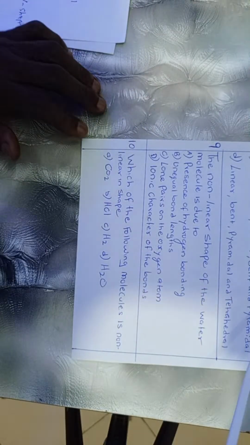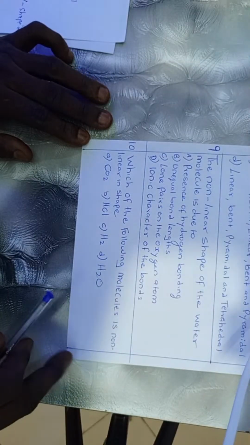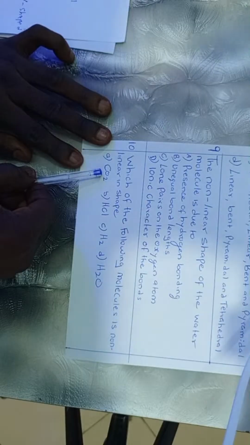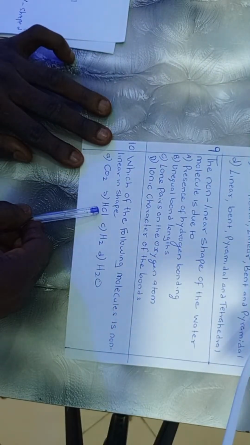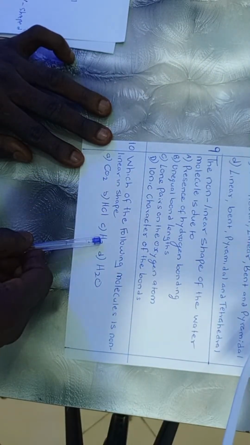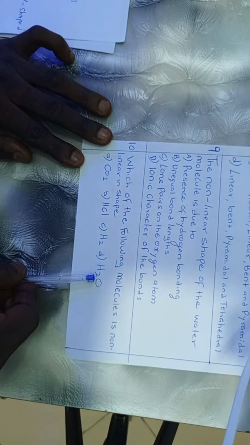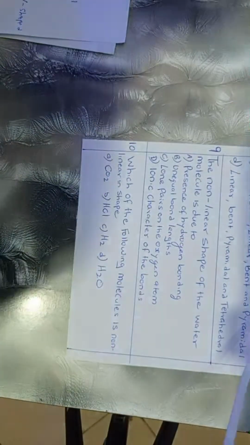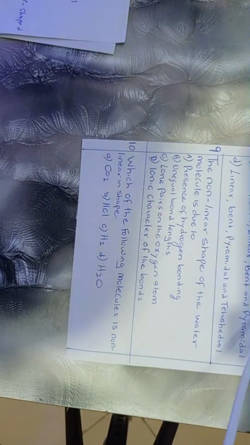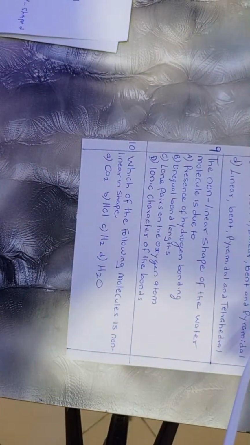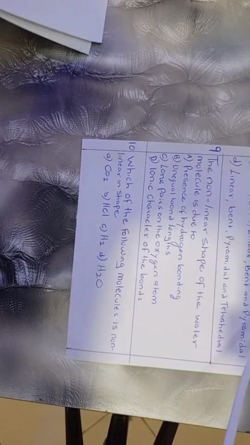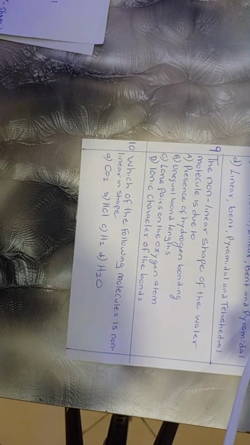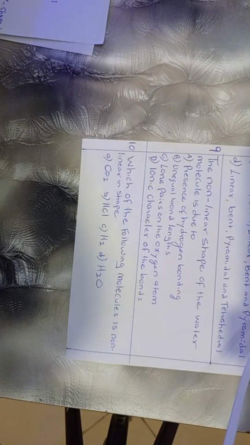Now, looking at the rest of the options, you notice that CO2 is linear in shape. We talked about that today. HCl is also linear in shape. H2 is linear, but water is bent. So let's have a review of the 10 questions we answered today. I'm going to display them on the screen, one after the other. Any of them you don't understand, drop a comment. Let me respond to you immediately.